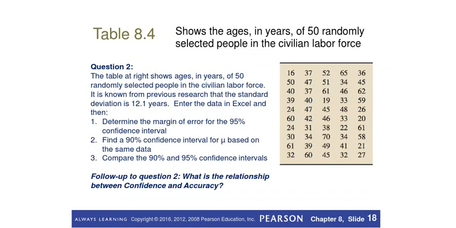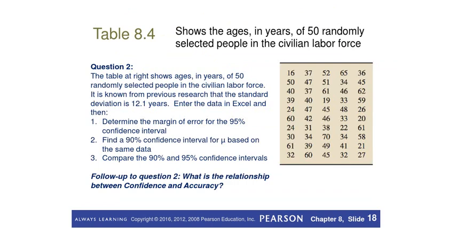It's known from previous research that the standard deviation for the population is 12.1 years. So what we're going to do is enter this data in Excel, and then determine the margin of error for a 95% confidence level interval. We're going to find a 90% confidence interval for the mean, and then compare those intervals and see what they say. And we'll try and come to some conclusion. What's the relationship between confidence and accuracy? What could we say about those things?